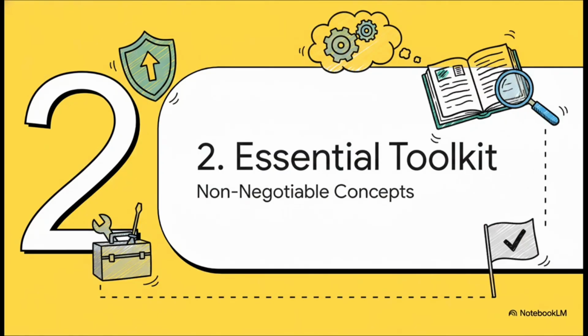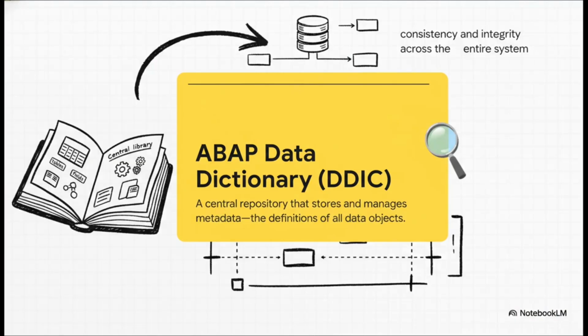Okay, so now that we've got the big picture, let's get into the nitty-gritty. These are the technical tools of the trade, the concepts that are absolutely non-negotiable. When you walk into that interview, they're going to expect you to have a solid handle on these. First up, we've got the data dictionary, or what you'll always hear called the DDIC. You can think of it like the master blueprint for all the data in the entire system. It's this central library that holds the definition for every single table, every field, every data type. It's the single source of truth, and it's what keeps everything consistent.